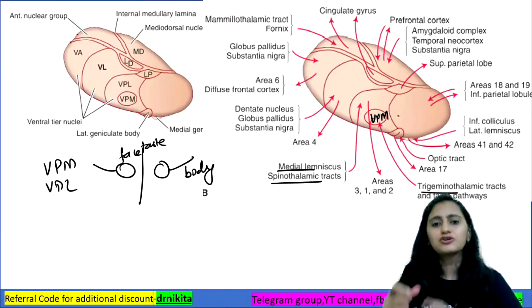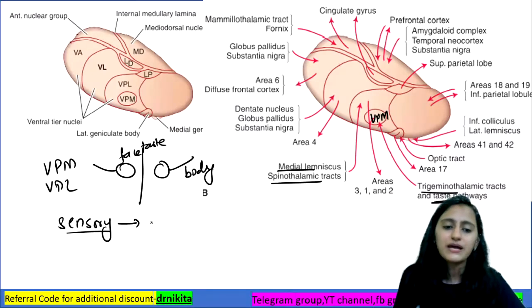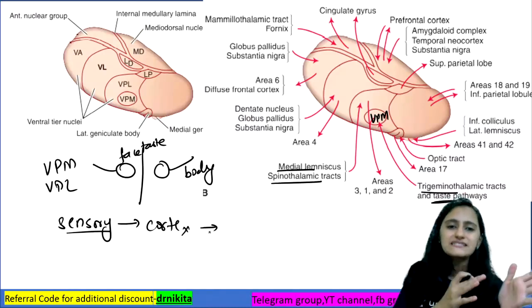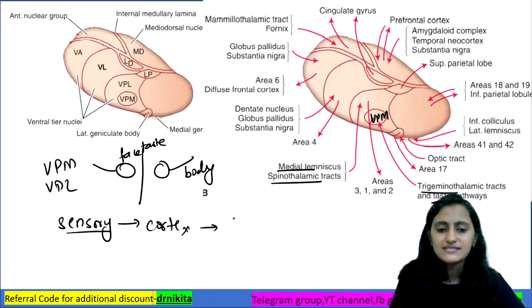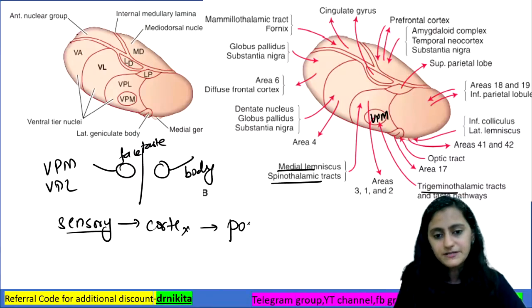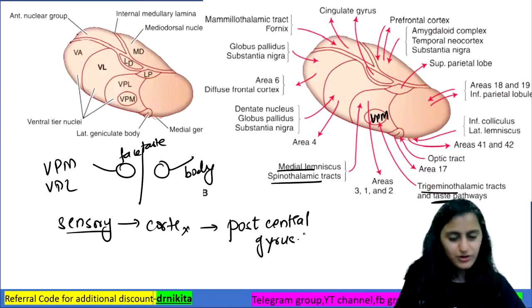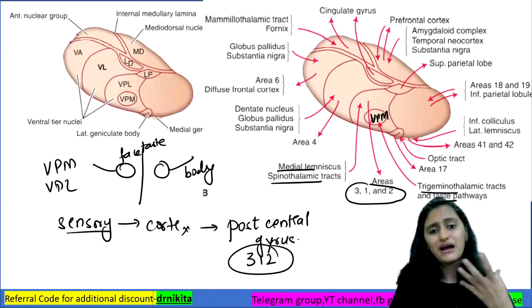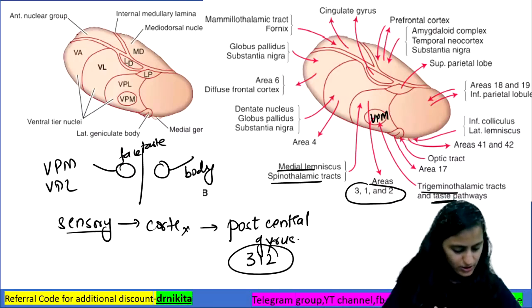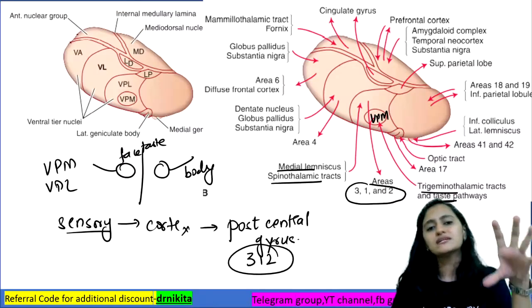Now both of these carry the main sensations of the body. So which is the main sensory cortex in the cerebral cortex? Is it the precentral gyrus or the postcentral gyrus? Precentral or postcentral, which is the sensory cortex? It is the postcentral gyrus, areas 3, 1, 2. You have to remember the Brodmann areas also; maybe we will have sessions later on Brodmann areas. So remember, sensory is posterior, and motor is in front.